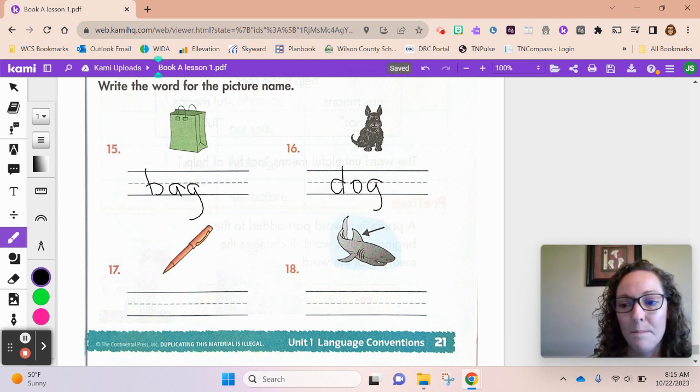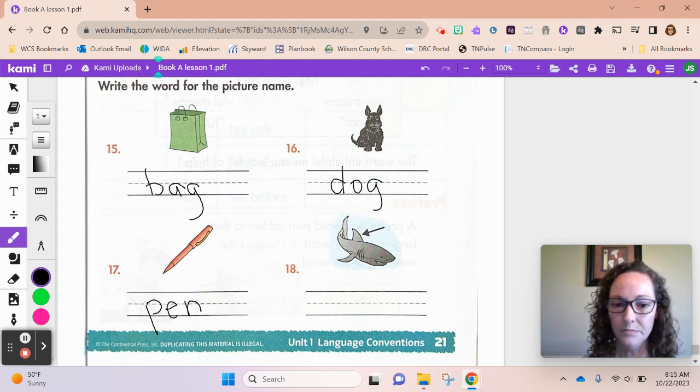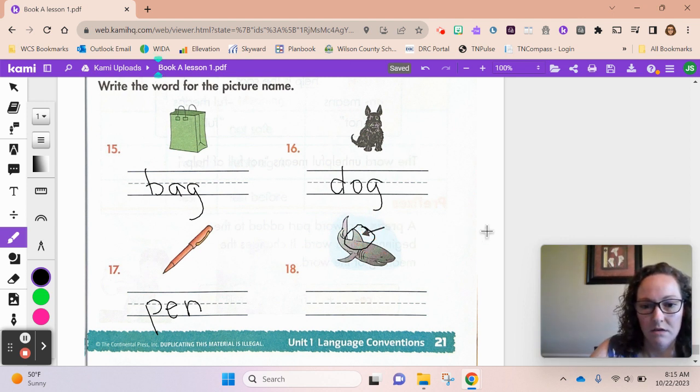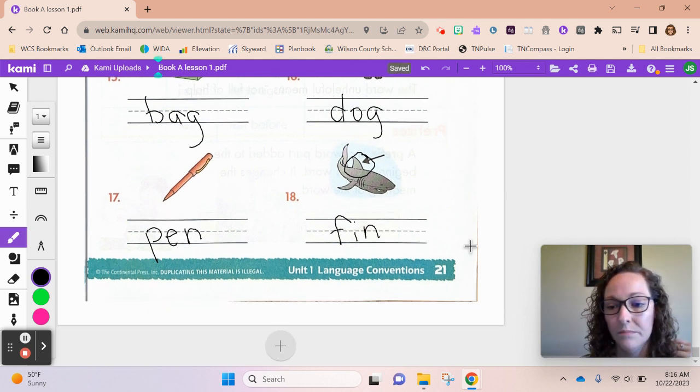Number 17 is a pen. P-E-N. And 18. We're looking at the fin. F-I-N. Fin. Okay, this is the end.